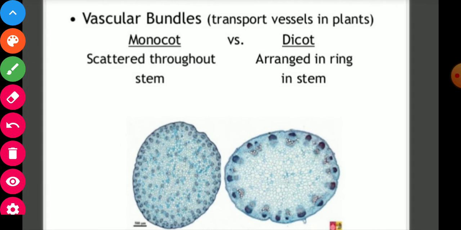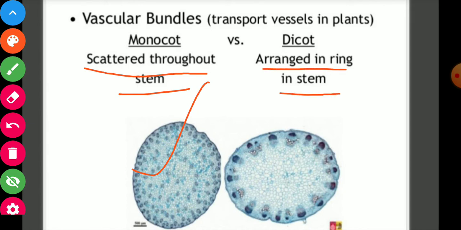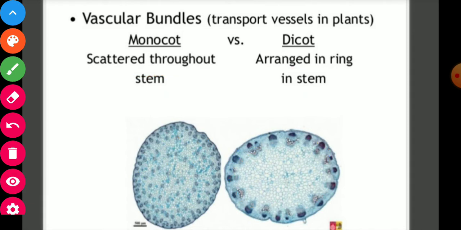Vascular bundle, this is an anatomical difference in the stem. If the vascular bundles, xylem and phloem, are scattered throughout the stem, see here, then it is monocot. If they are arranged in a ring, then it is a dicot stem. So by the arrangement of the vascular bundles, anatomically you can differentiate them. If the vascular bundles are scattered, then it is monocot. If vascular bundles are arranged in a ring, see this here, then the plant is dicot.